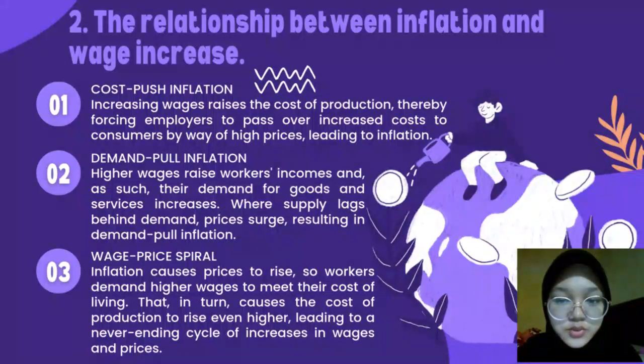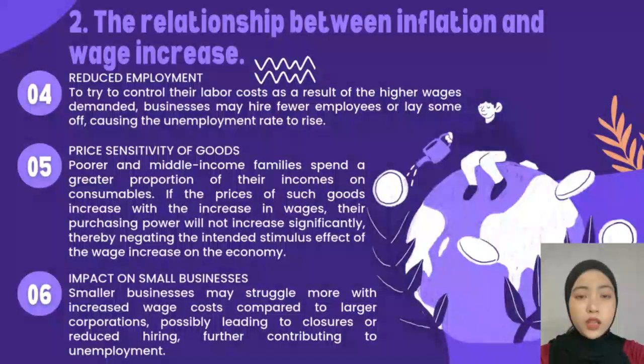Next is demand pull inflation. Higher wages raise workers' incomes and as such, the demand for goods and services increase. Where supply lags behind demand, prices surge, resulting in demand pull inflation. The third one is wage price spiral. Inflation causes prices to rise, so workers demand higher wages to meet their cost of living. That in turn causes the cost of production to rise even higher, leading to a never-ending cycle of increases in wages and prices.